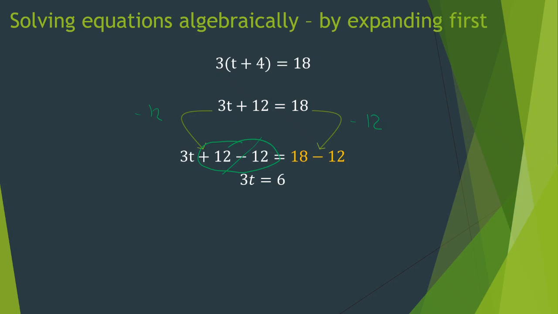Now, we can say that we want to get rid of the 3 that's attached to the t. So we can see that it's multiplied. We're going to do the opposite, which is to divide by 3. And the 3's cancel out. We're left with t on its own, which equals 2, because 6 divided by 3 is 2.